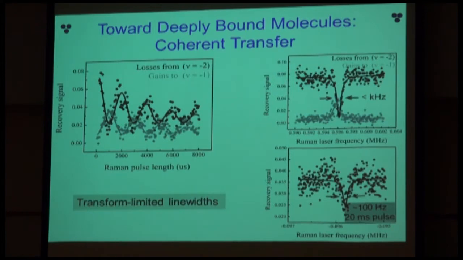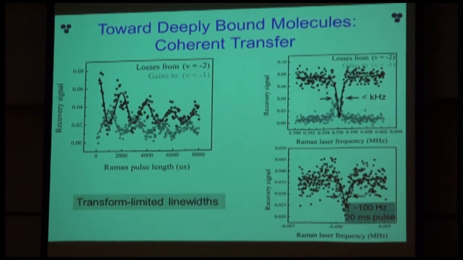We can look at this. We can apply pi pulses and see Rabi oscillations. So it's a coherent transfer. This is a picture in time, again looking at losses of molecules or gains on the gray trace, either way. This is a picture in the frequency domain. When we scan the frequency, we can see this resonant loss.